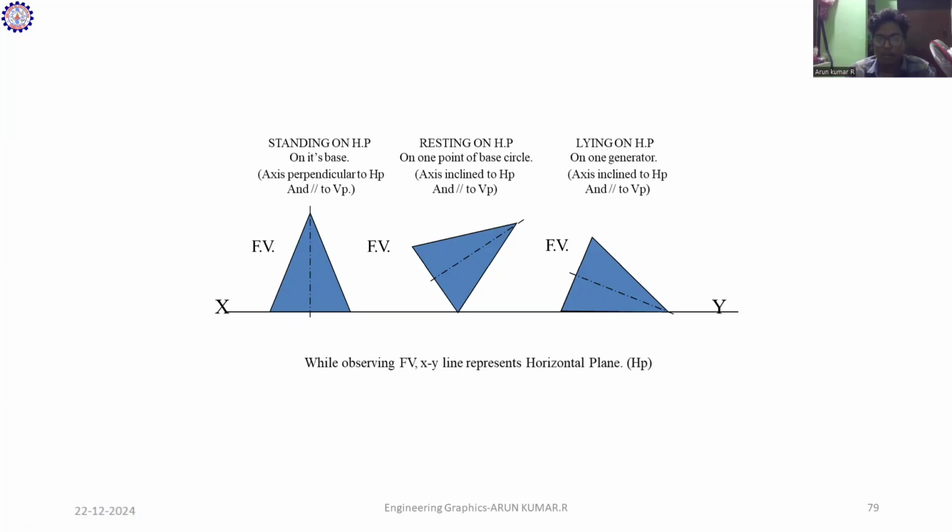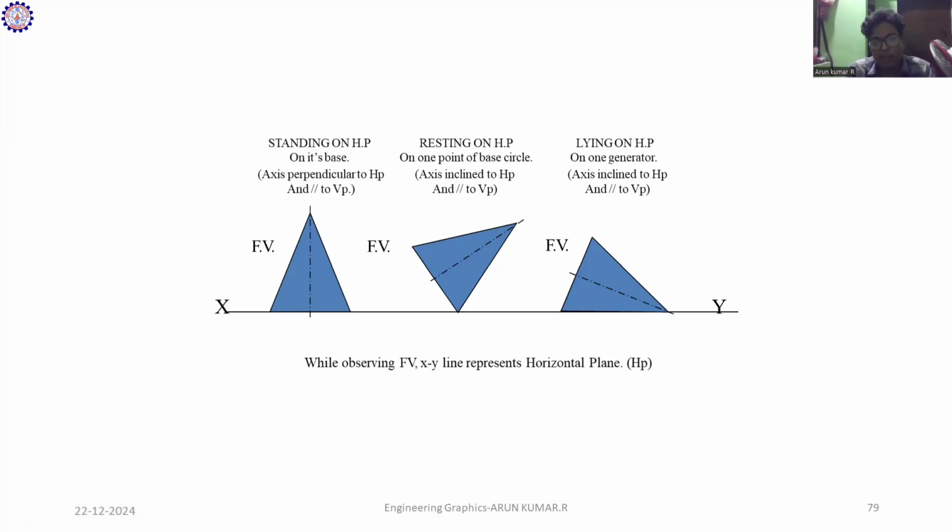Based on the angle, you have to construct the triangle. That is called one of the bases of the circle, and it is also called the axis inclined to HP and parallel to VP. These conditions will be there in the numerical problem. So for that type of pyramid problem, we have to solve using this method. Let us move to an example for this while solving numerical problems.